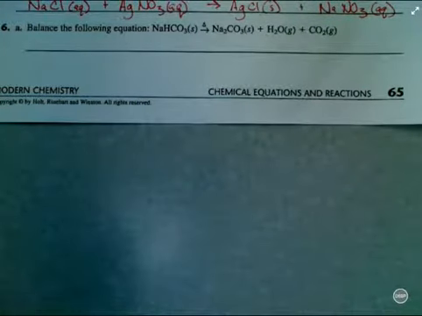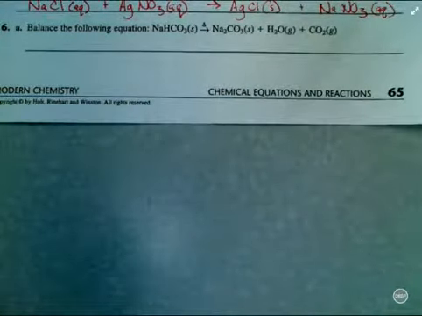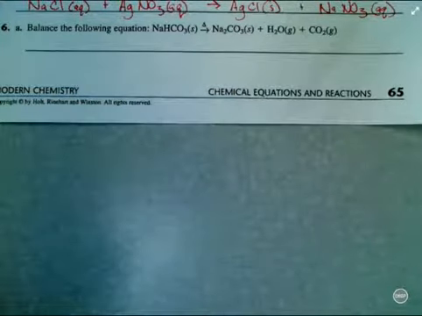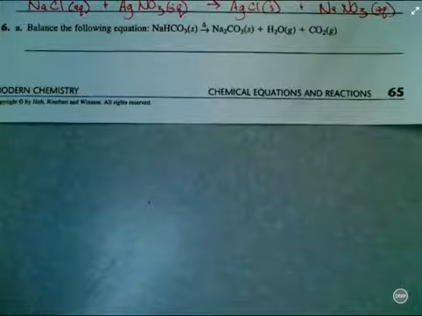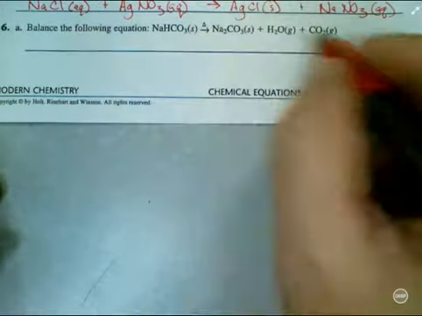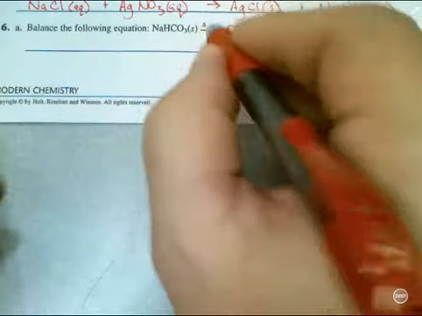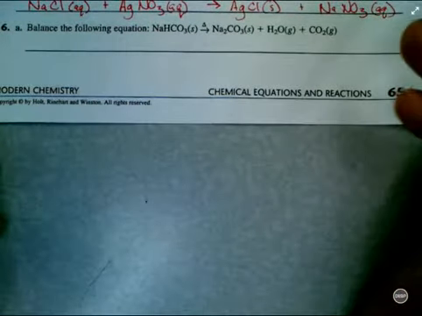All right, let's look at number 6. And 6 has an A and a B, so we'll be flipping the paper over in the middle of this one. A says balance the following equation. Well, we have a formula equation. All we have to do is throw some coefficients in there. One thing you can do is actually do the writing up here if you want, throwing the coefficients in front of there. That's totally fine with me.